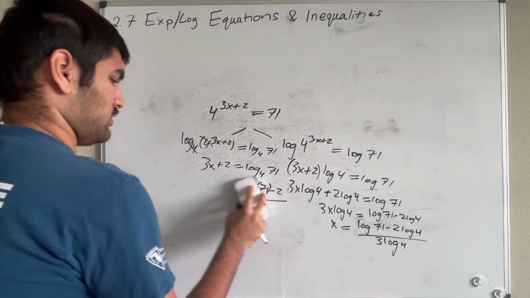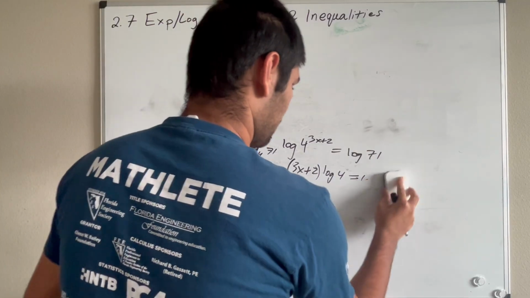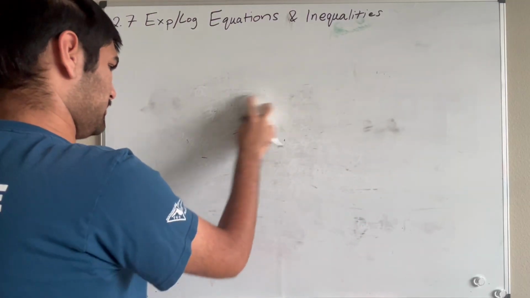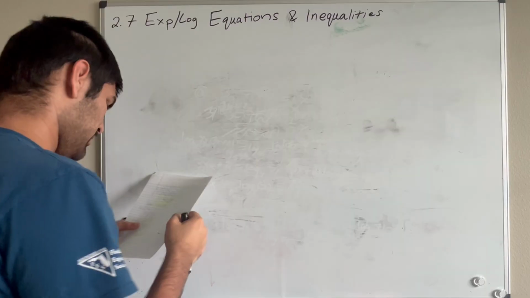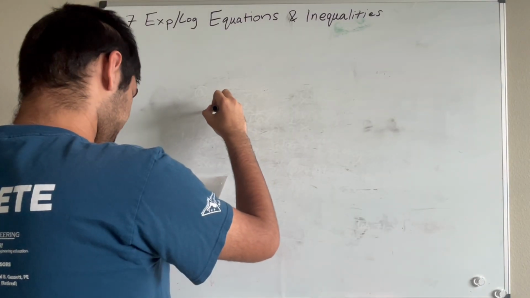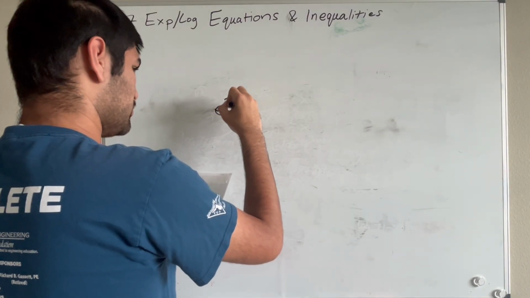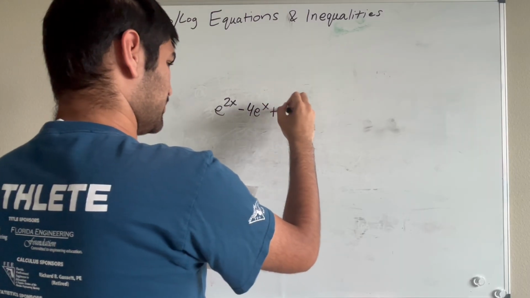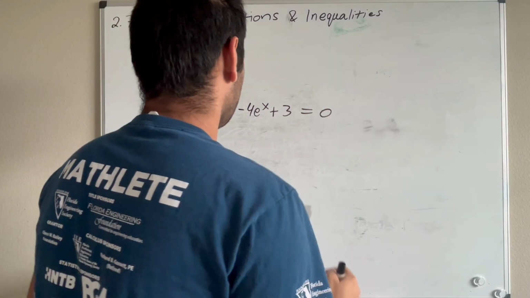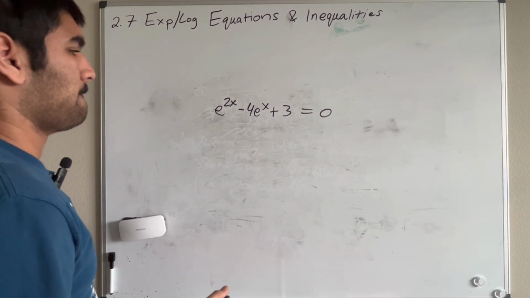All right. So now let's talk about natural base, right? So if we had e, so let's say we had e to the 2x minus 4e to the x plus 3 equals 0. Okay, so how would you solve this?